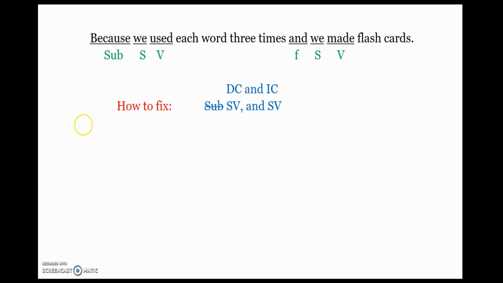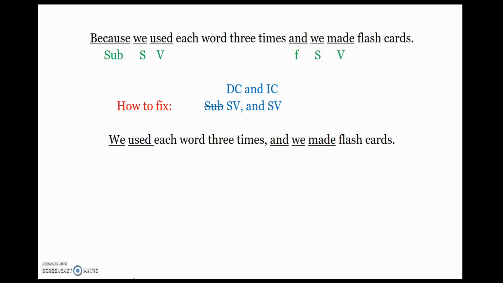First, we're just going to get rid of this subordinator. And we're just going to end up with a subject and a verb, a subject and a verb, two independent clauses connected with a comma and fanboys. And we're going to get rid of a fragment. So now we have a compound sentence. We used each word 3 times and we made flashcards.